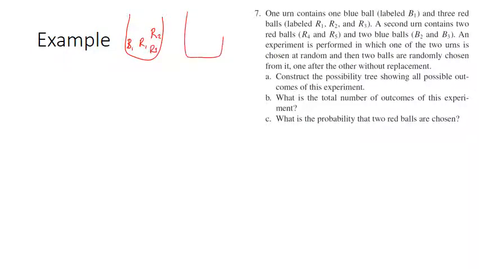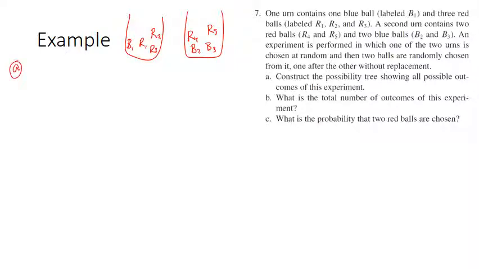And then we have another urn over here, and it has R4, R5, and then it also has B2 and B3. An experiment is performed in which one of the 2 urns is chosen at random, and then 2 balls are randomly chosen from it, one after the other without replacement. Construct the possibility tree showing all possible outcomes of this experiment. Okay, so let's do that.